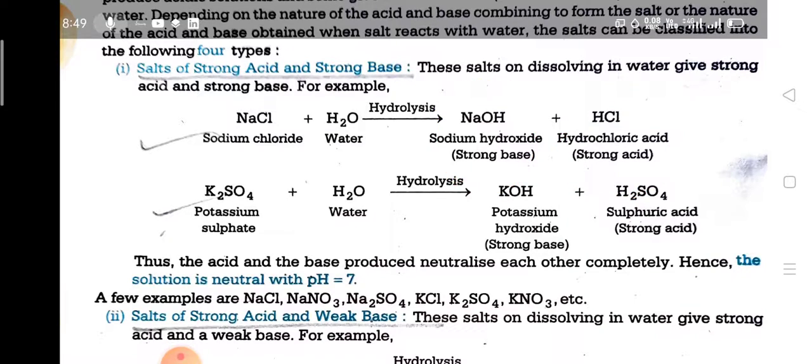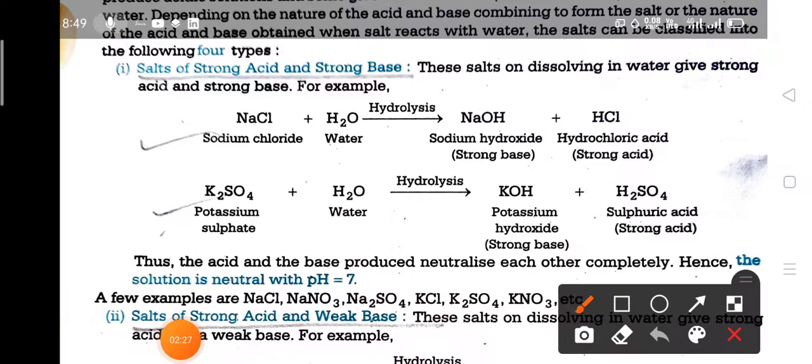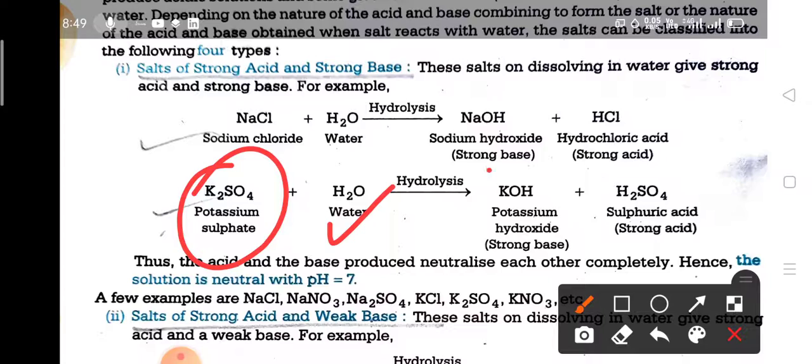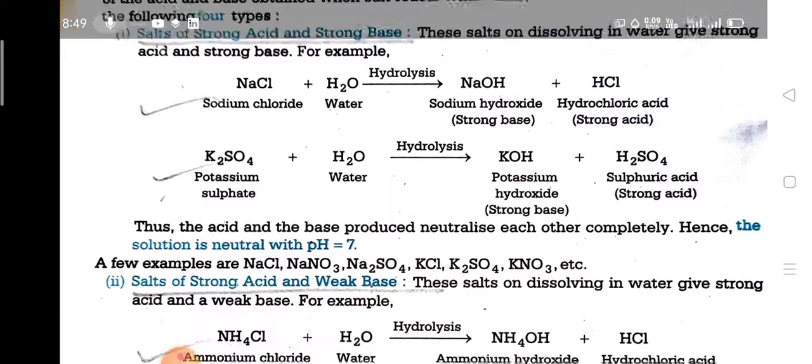Now the second example, K2SO4, that means potassium sulfate, when it reacts with water, this reaction is called hydrolysis. It will form KOH; here you will write 2 KOH plus H2SO4. Both are a strong base and a strong acid, correct? KOH is a strong base and H2SO4 is a strong acid.